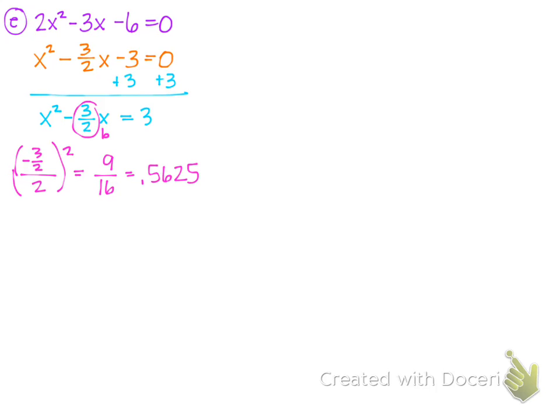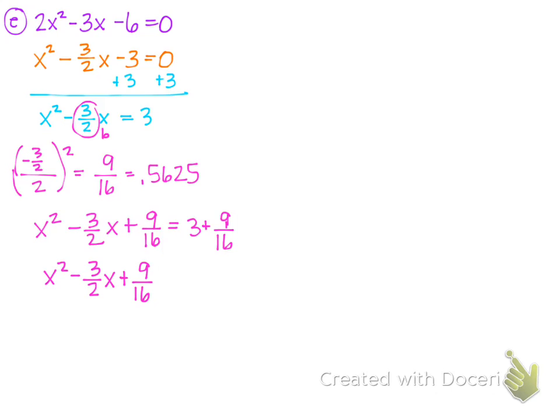So we're going to take 9/16 or 0.5625. Let's go ahead and use our fractions since we've got our b in fractions, and we're going to add it to both sides. So we're going to have x squared minus 3/2 x plus 9/16 is equal to 3 plus 9/16. So let's clean up the right-hand side. And 3 plus 9/16 is 57/16. I know you guys did that in your head, didn't you?